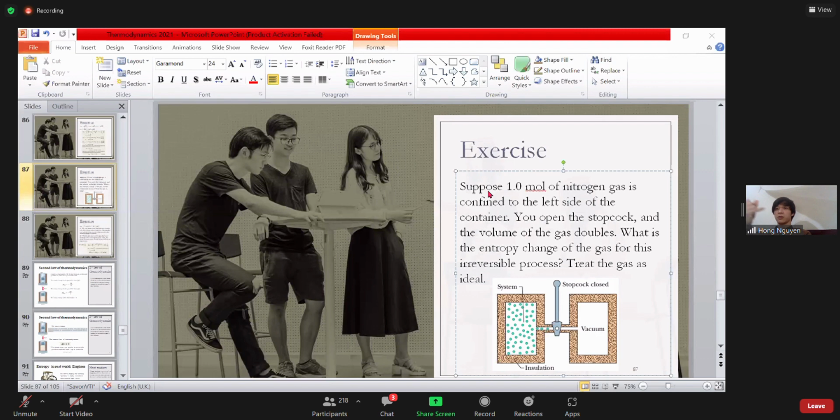Free expansion, what we know. Everything equals 0, you cannot calculate, right? The heat also equals 0, you cannot calculate. The initial temperature equals the final temperature. How do we calculate? The change in internal energy. There's a change in the initial volume and the final volume of the system. Yes, the volume of the gas doubles. Yes, of course.